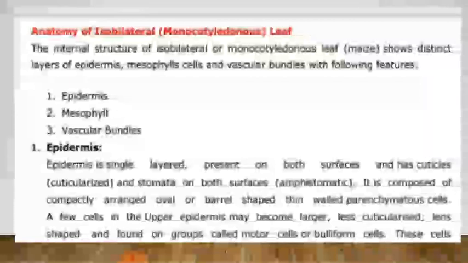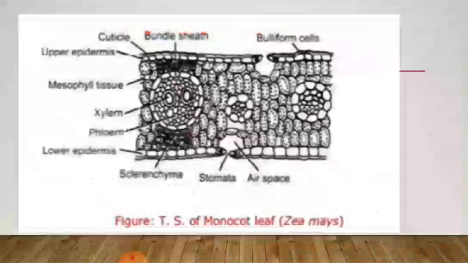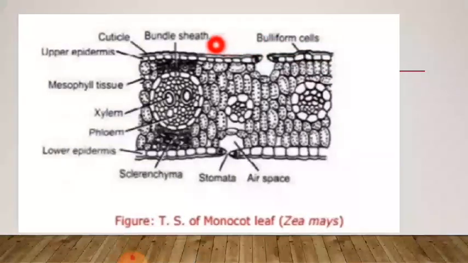Epidermis is single layered, present on both surfaces, and has a cuticle and stomata on both surfaces. The epidermis is on both sides, that is, upper epidermis on the upper side and lower epidermis on the lower side. Cuticularized means that it has cuticle present on both the surfaces.